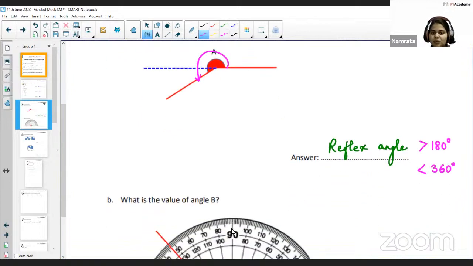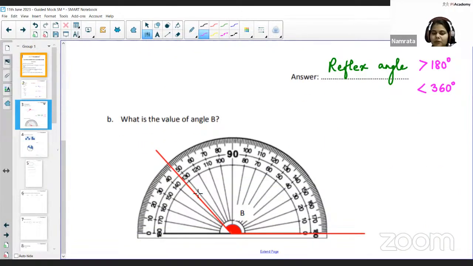Moving on to the next question. We need to find out the value of angle B. Take your time. We need to consider these lines as the initial and terminal arm.